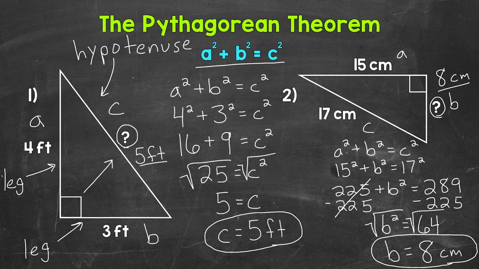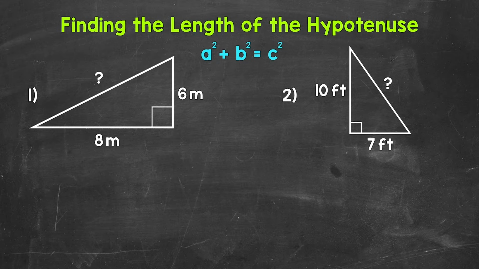There are our first couple of examples. Let's move on to some examples where we will specifically find the length of the hypotenuse, and then we will move on to finding the length of a missing leg. Here are our examples of right triangles, and we need to find the length of the hypotenuse. Now remember, we use a squared plus b squared equals c squared, with c always being the hypotenuse, and then a and b being the legs. If we know the lengths of two sides of a right triangle, we can use the Pythagorean theorem to find the length of the third side.